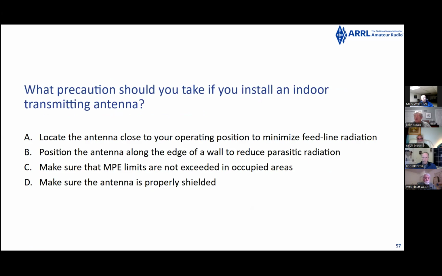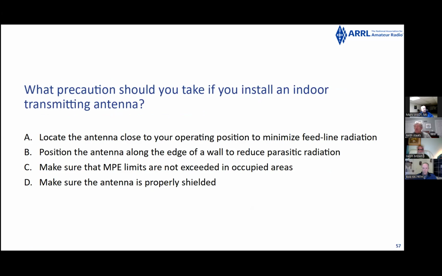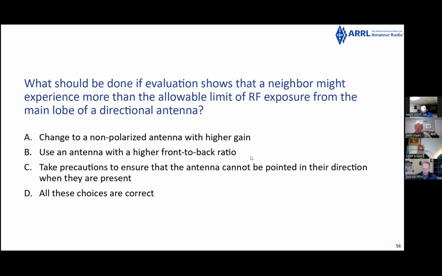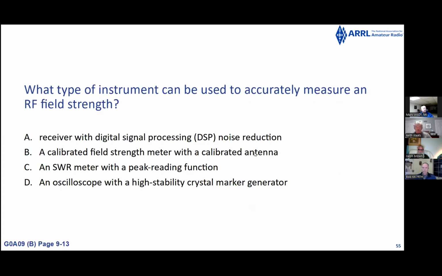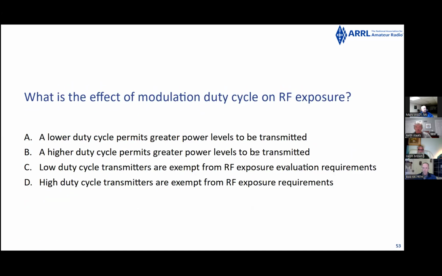What precautions should you take if you install an indoor transmitting antenna? Locate the antenna close to your operating position to minimize feed line radiation. Position the antenna along the edge of a wall to reduce parasitic radiation. Make sure the MPE limits are not exceeded in occupied areas. Make sure the antenna is properly shielded. Sounds like C. Yeah. I'm getting behind here.